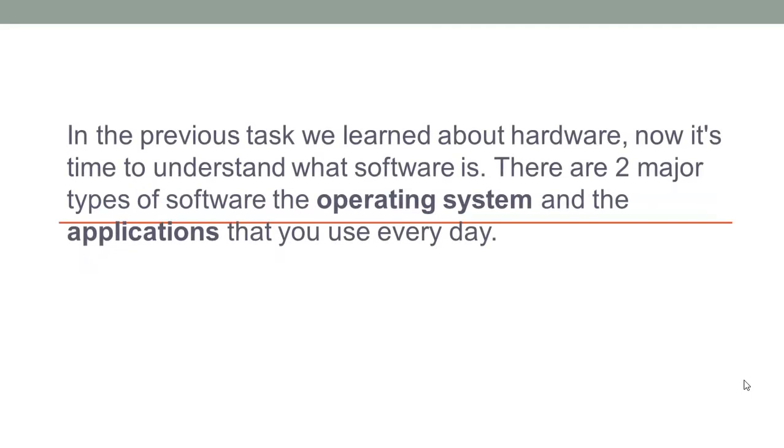In the previous task, we learned about hardware and now it's time to understand what software is. There are two major types of software, the operating system and the applications that you use every day.